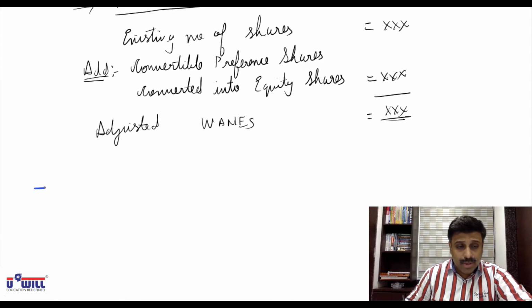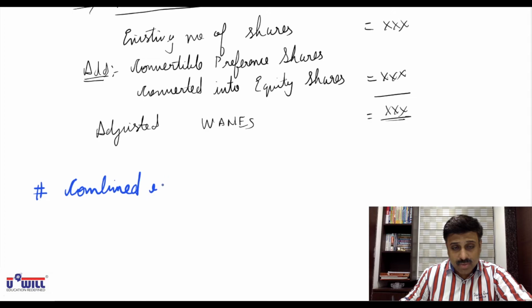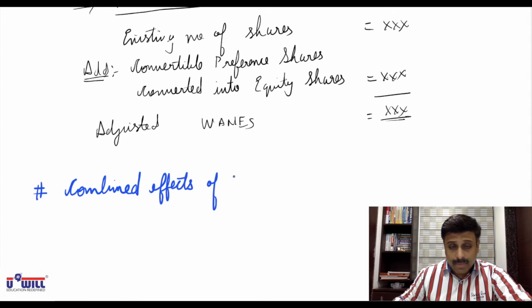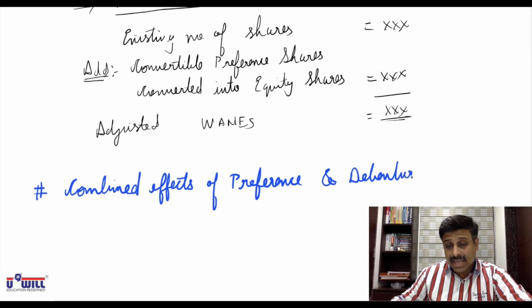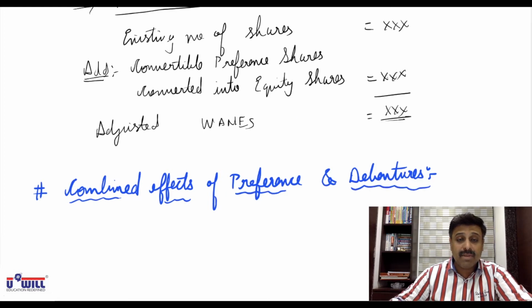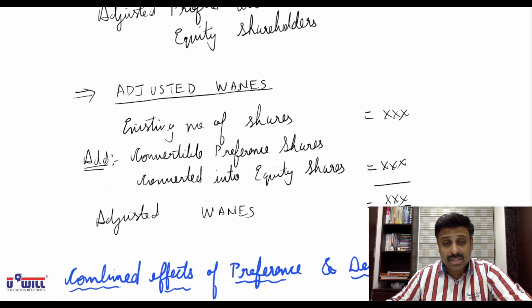Now today we are going to take up combined questions, where we have combined effects of convertible preference shares as well as convertible debentures. In the last lecture we already studied how to deal with diluted EPS when we have convertible preference shares and convertible debentures.